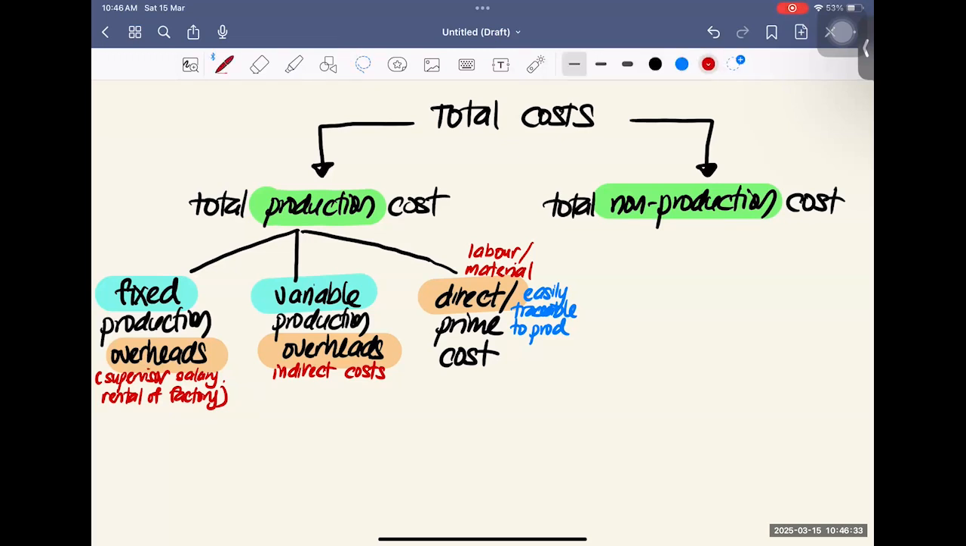What are things that are indirect overheads then, even though they're variable? For example, glue that you use in your production. Can you actually measure how much glue you use for one product? It's impossible. So therefore, glue, although it's variable, the more units you make, the more glue you need to use, but it's not easily traceable. So variable production overheads.